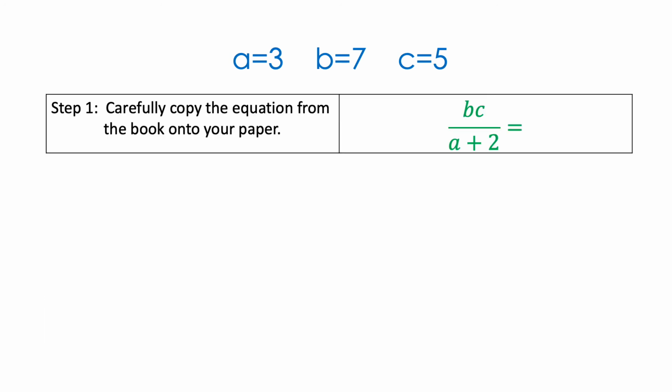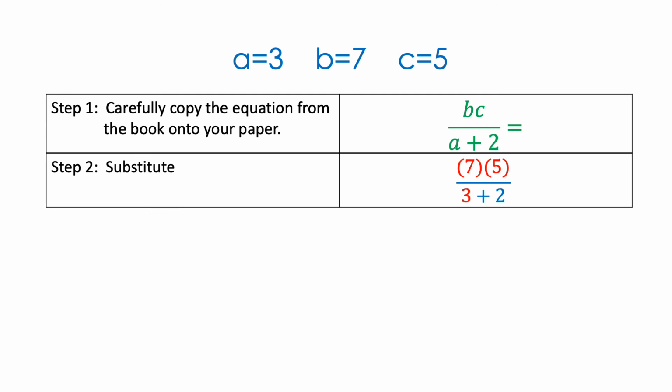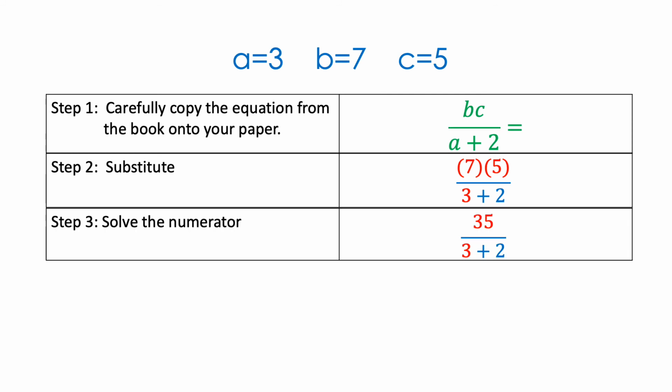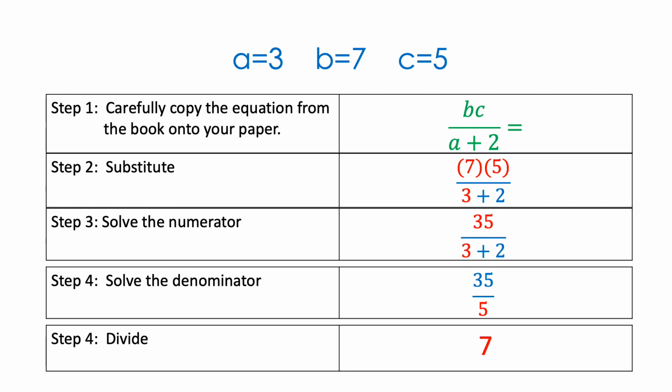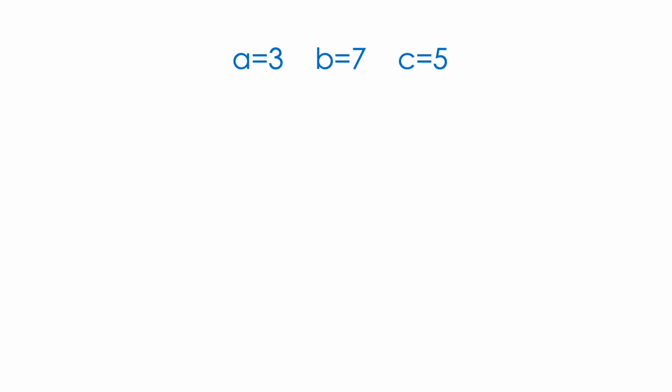This next equation is a fraction with bc on the top divided by a plus 2. First step again is to substitute. When we're solving with fractions or ratios, first we solve the top, then we solve the bottom, then we divide. So if we solve the top, we get 35 over 3 plus 2. The bottom is 35 over 5. And we solve with division, and we get an answer of 7. So first simplify the numerator, then simplify the denominator, then divide.